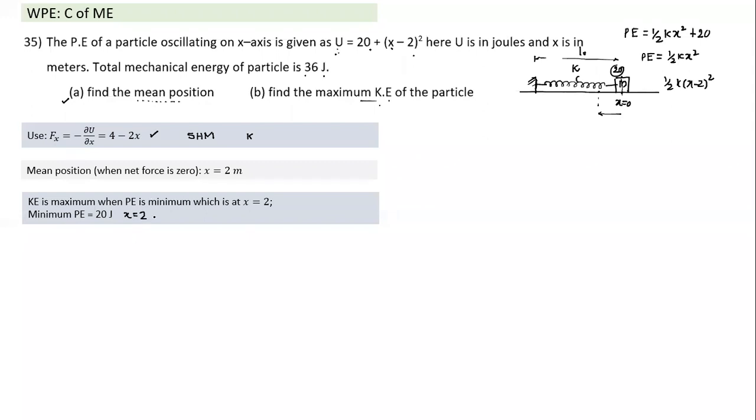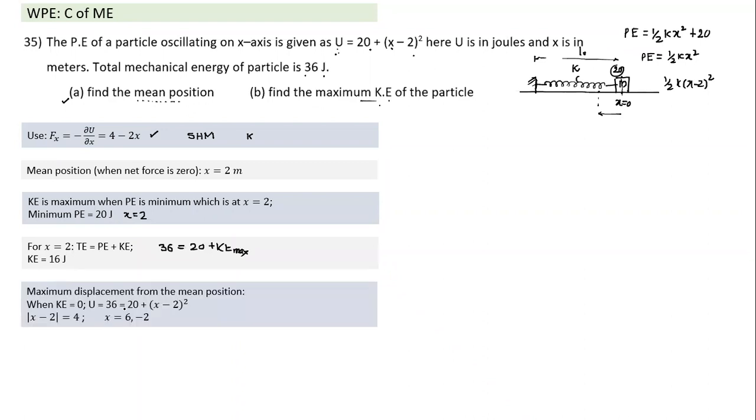At the mean position, which happens in case of SHM motion. And what is the kinetic energy? We equate total energy to potential energy plus kinetic energy corresponding to x is equal to 10. So x is equal to 2, if we substitute, total energy is 36. P is equal to 20. And we get K max. What is K max equal to? 16. So that's the maximum kinetic energy.